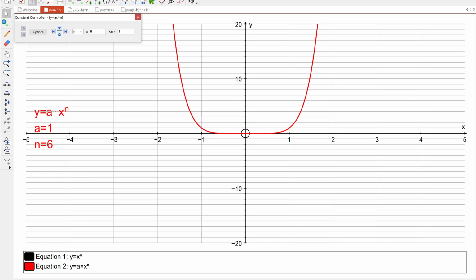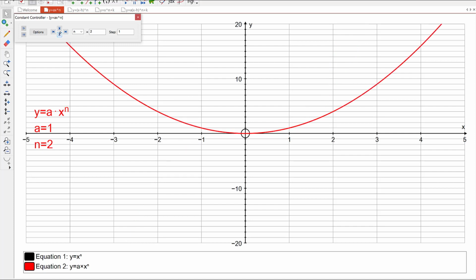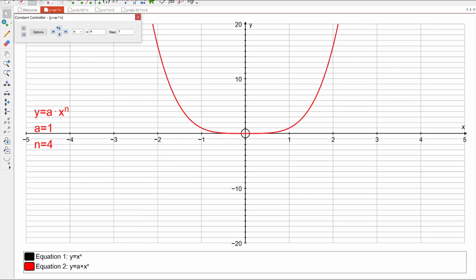So let me go back to 4. So that was 4. Okay, so remember, there's 2, there's 4, and there's 6. 8, more extreme again. 10, more extreme again. 12, more extreme again. Okay, so we really only have these shapes. Okay, they just get more extreme.